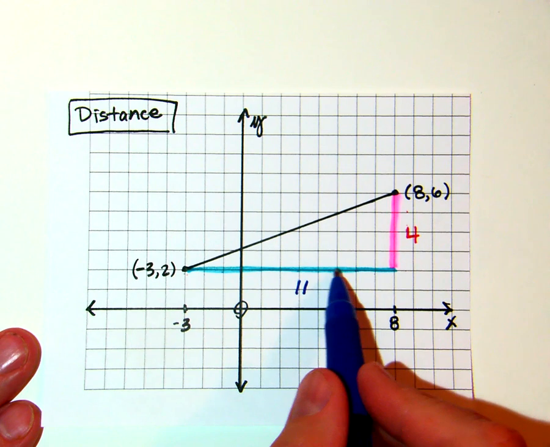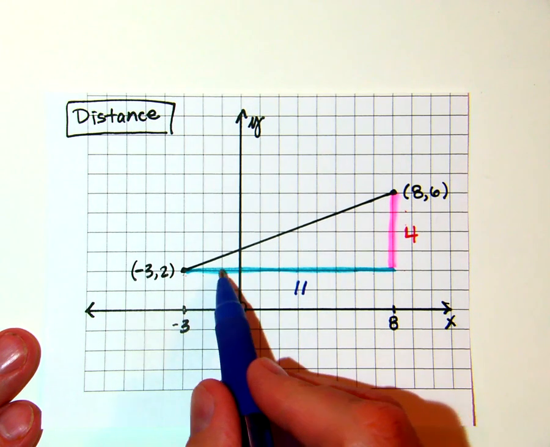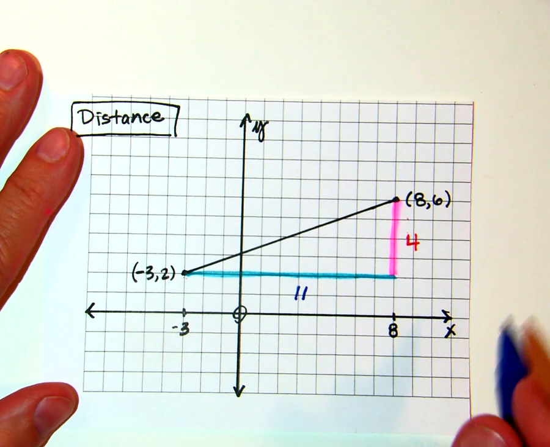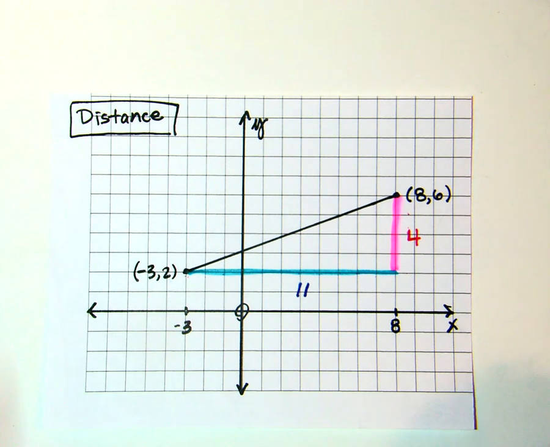1, 2, 3, 4, 5, 6, 7, 8, 9, 10, 11. Okay, I counted it wrong before. I had it counted at 12 before. That's not right. Okay, so that's 11. We'll go with it here.